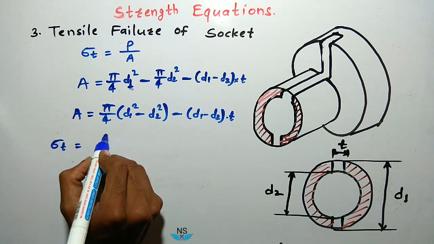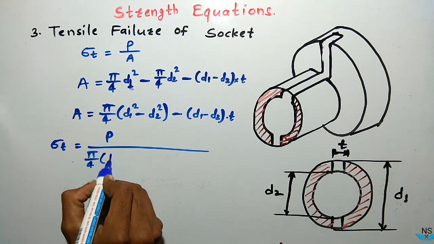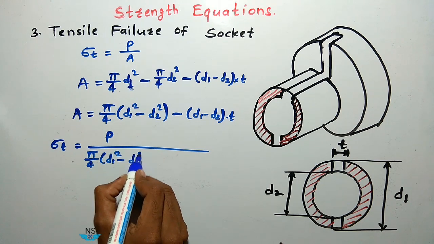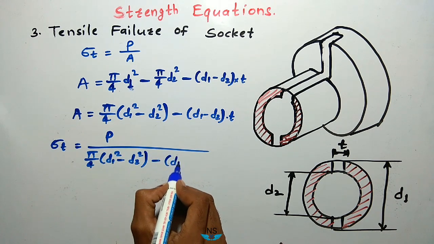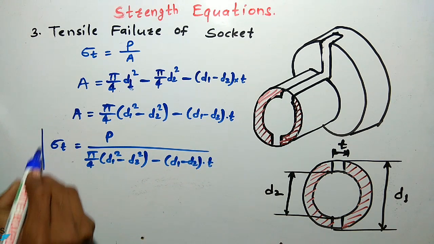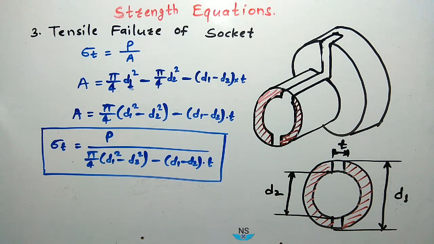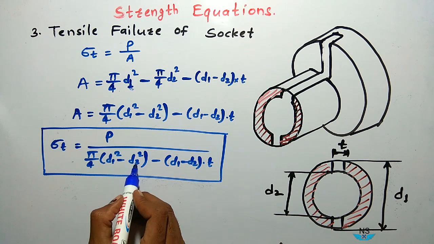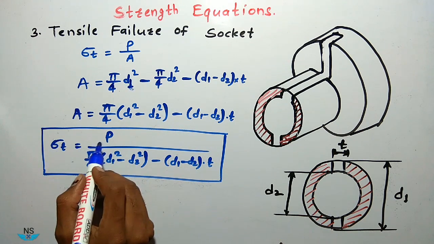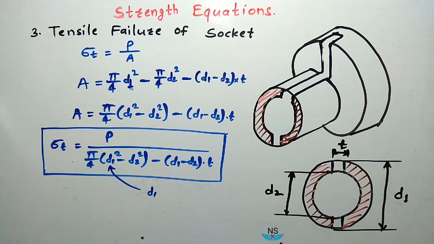Now strength equation sigma t becomes P divided by pi by 4 d1 square minus d2 square minus d1 minus d2 into t. So this is the third strength equation in quarter joint. So d2 is known, sigma t is known, P is known, t is known. You can find out d1 from this equation. So this is the third strength equation in quarter joint.